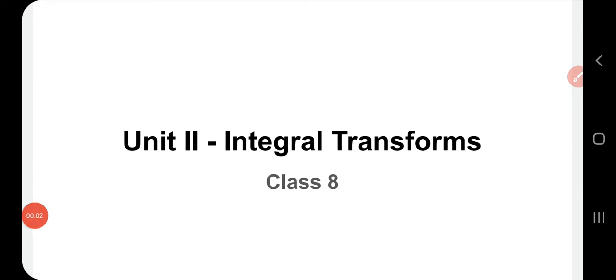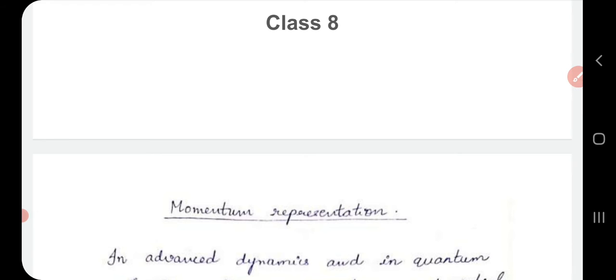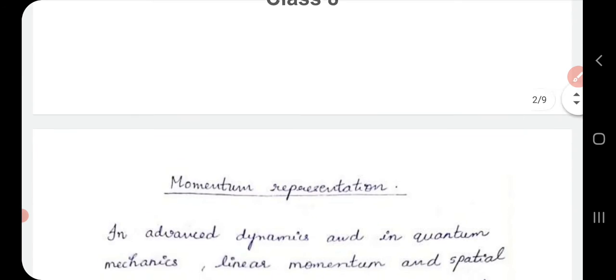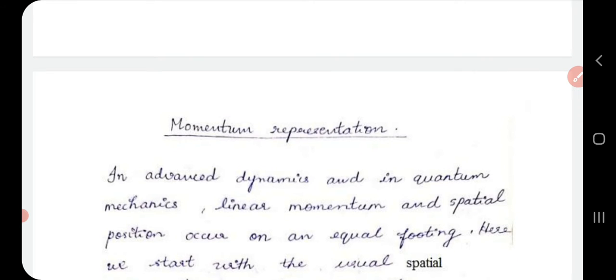Good morning. In today's session, we will discuss momentum representation and the momentum representation of the hydrogen atom. This is just a theory part, so you just need to read all this. It's not usually asked in question papers. Still, since it is in the syllabus, I will present it here.